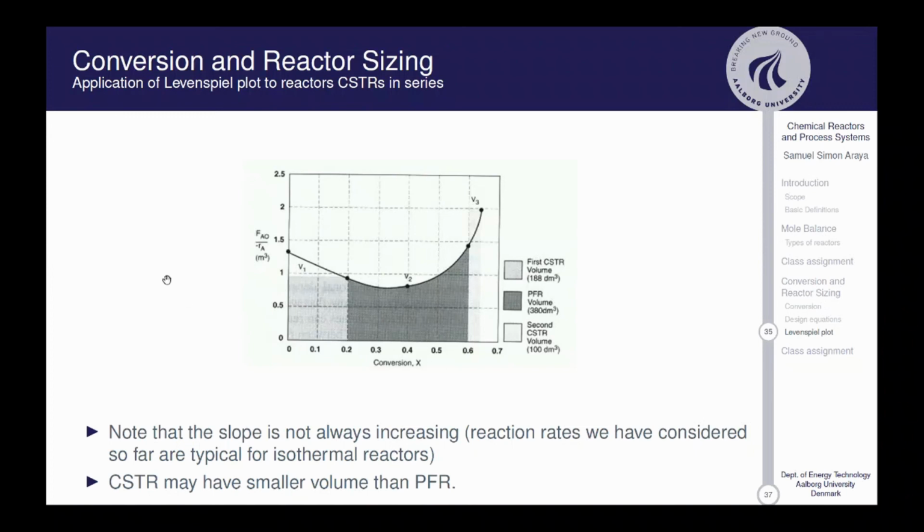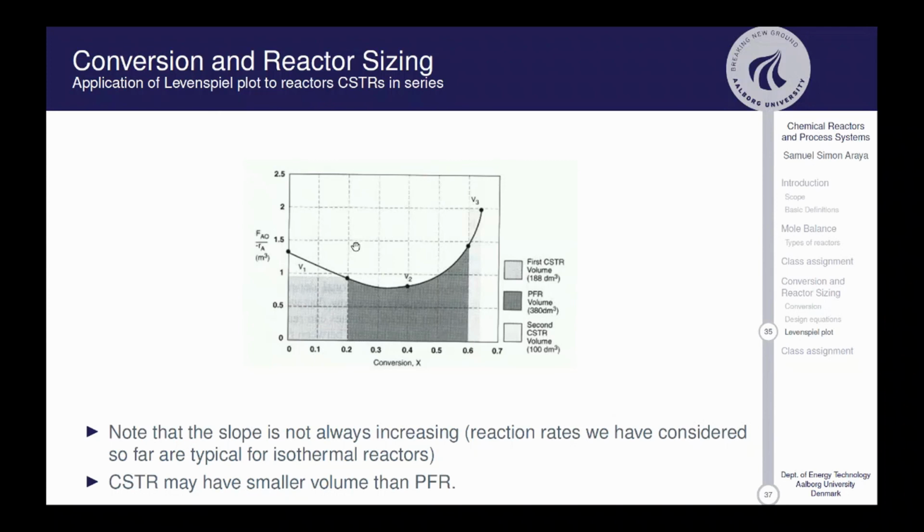So this is just to show that for a CSTR, it's always the rectangle. For example, here, the rectangle would be this and not this. It just stays under the curve. Whereas had we taken a PFR for this part of the reactors, if we have these different reactors in series, then the volume of the PFR would have been this whole thing.